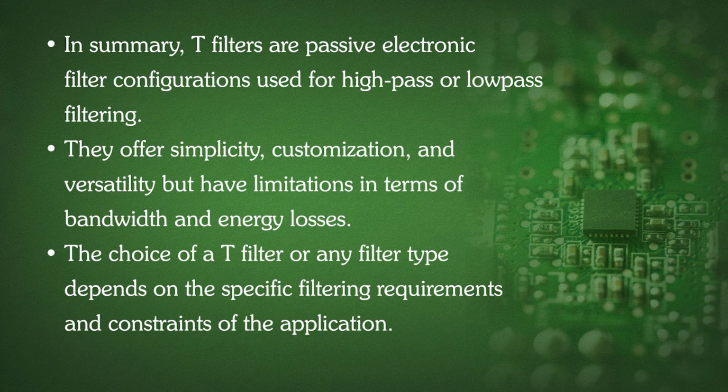The summary of T filters can be explained as: T filters are passive electronic filter configurations used for high pass or low pass filtering. They offer simplicity, customization and versatility, but have limitations in terms of bandwidth and energy losses. The choice of a T filter or any filter type depends on the specific filtering requirements and constraints of the application. Now, let us discuss the fourth type of filter, which is called LC filter.